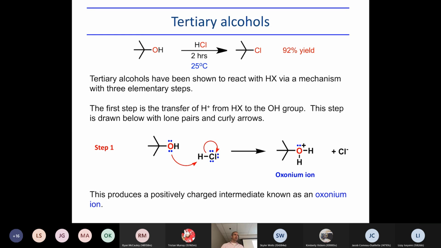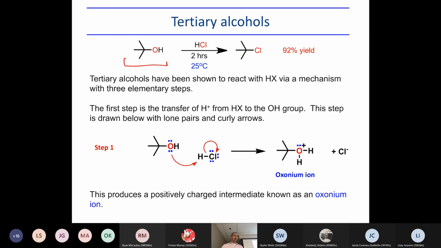We have our strong acid. Anytime you have a reaction where you have a strong acid as one of the starting materials, almost always your first step is going to be a proton transfer. Same thing if you have a strong base. With strong bases, often the first step is removal of a hydrogen. Okay, so let's throw in HCl with this tertiary alcohol.